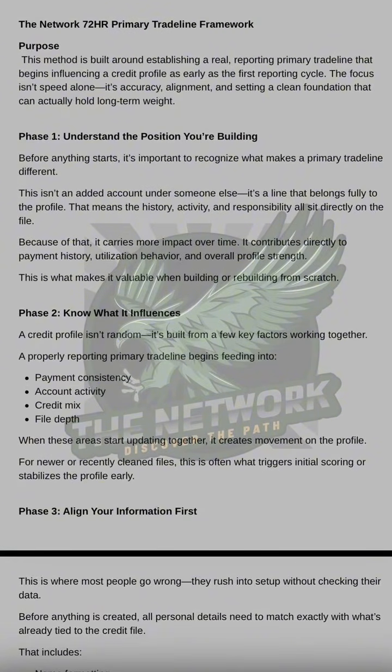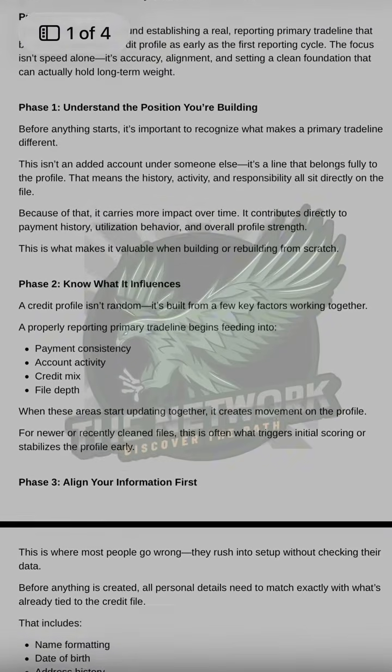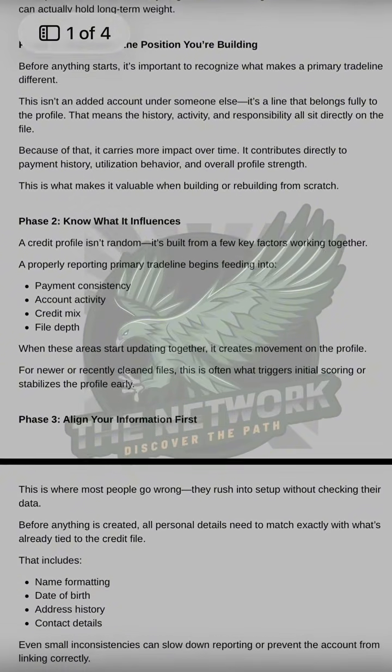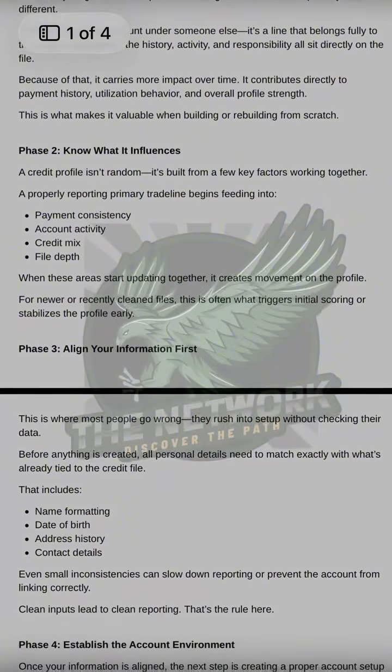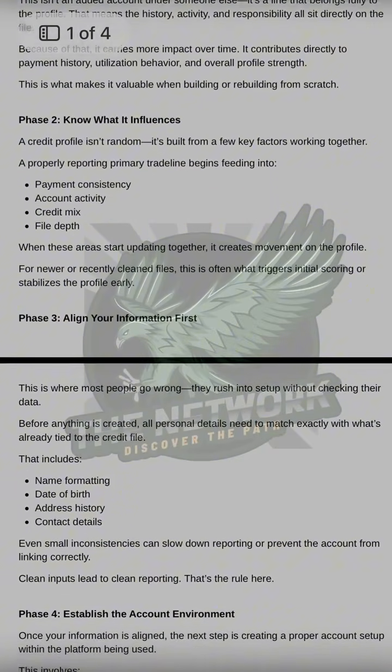And once that's active, that's when the timeline starts. You'll usually see movement starting early in the first cycle, and then over time it builds, especially if payments stay consistent. But this is where patience comes in because people expect instant results and then fall off when it doesn't happen overnight. In reality, this is about stacking consistency over time. That's what leads to approvals, better limits, and access to funding later on. And that's really the bigger picture here. You're not just opening an account, you're building a foundation that other opportunities stack on top of.